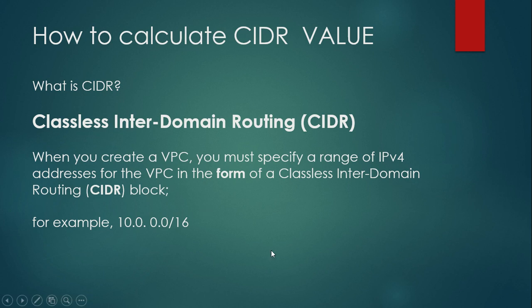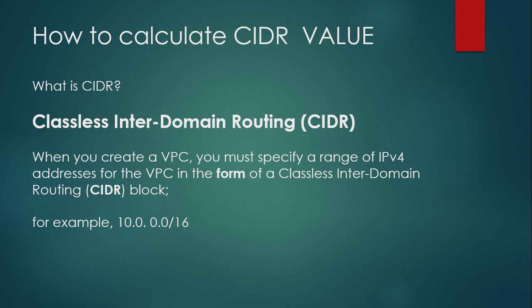How to calculate CIDR value for any VPC or subnet. So what is CIDR? Classless Inter-Domain Routing. When you have any AWS resources that are going to communicate locally, they use this CIDR. So when you create a VPC, you must specify a range of IPv4 addresses for the VPC in the form of a Classless Inter-Domain Routing block.